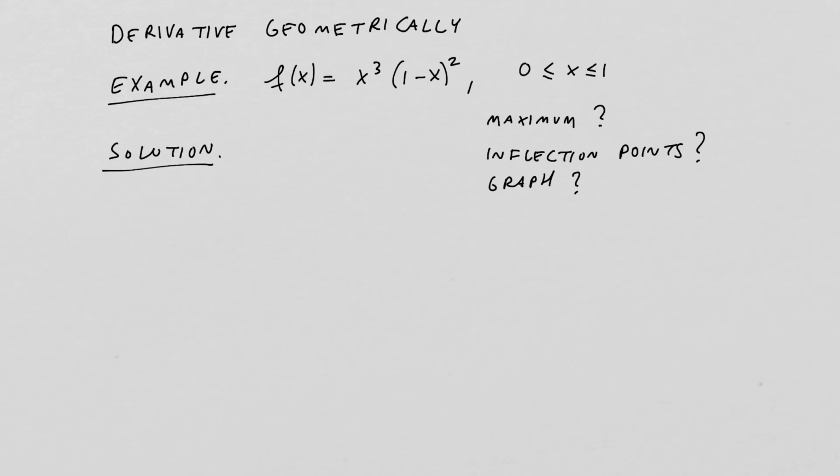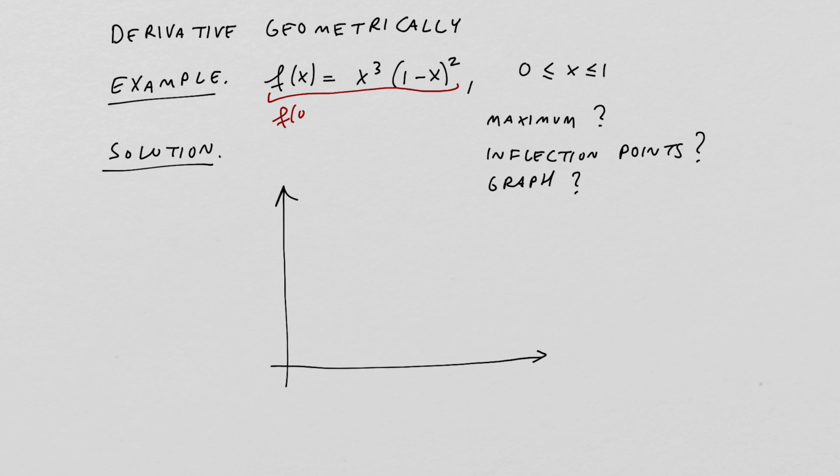You know many things about derivatives, but let's have some exercise where we can practice. Let's study this function. If x is equal to 0, because of this term, the value of the function will be 0. If x is equal to 1, because of this term here, the value of the function will be 0.